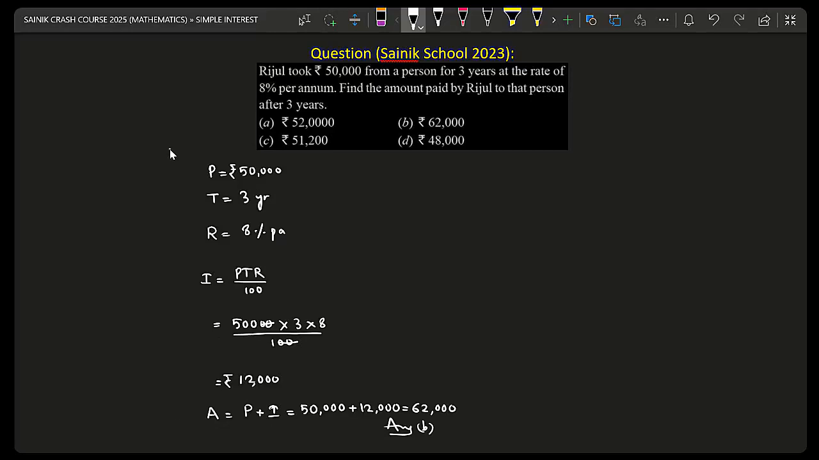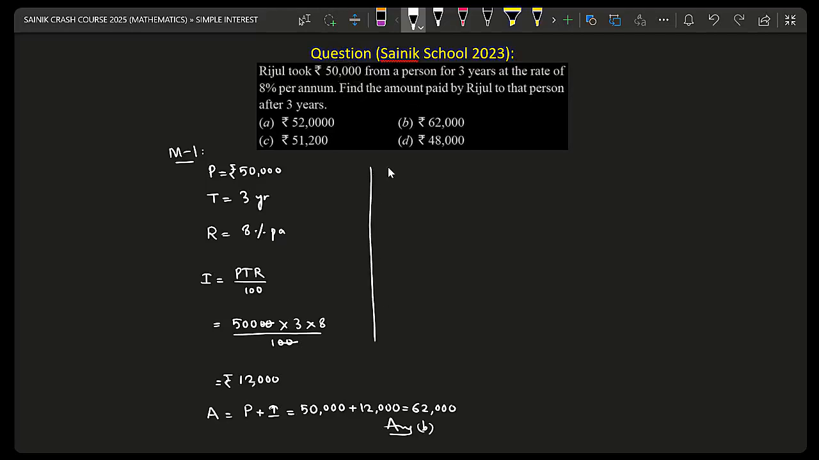Yes, we can say this is only method 1. Can you solve the same question in any other shorter way? Sir, I is equal to PTR by 100. Yeah, we already used this method. A by P is equal to 1 plus TR. I told you already, whenever the question involves both the amount and the principal, always try to use that formula. So it will save a lot of time.